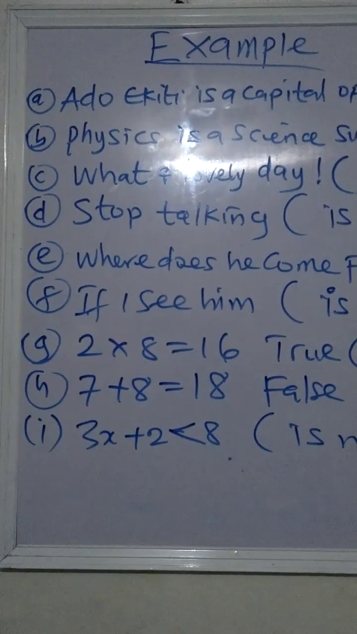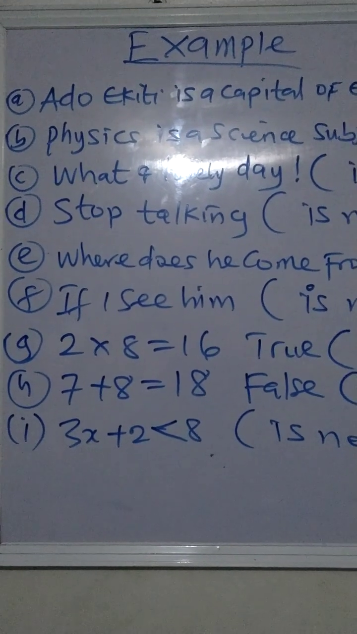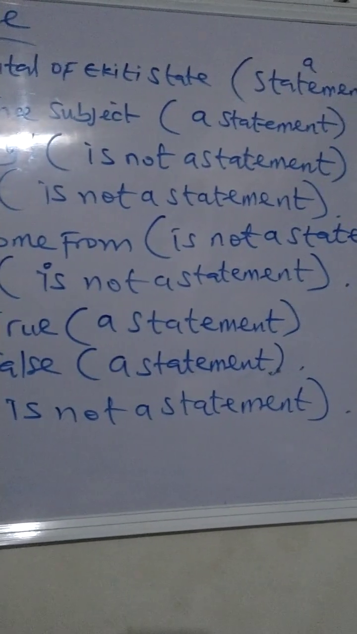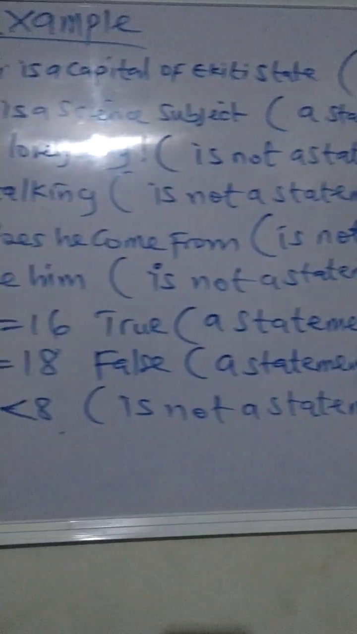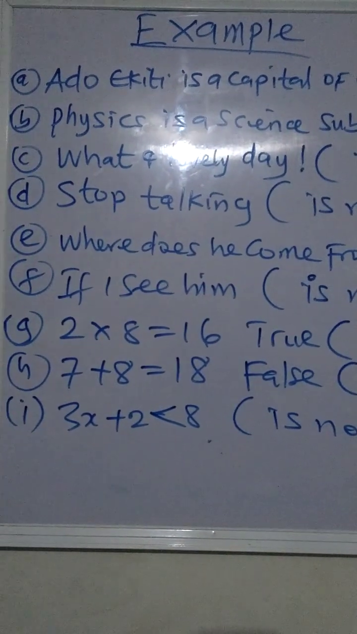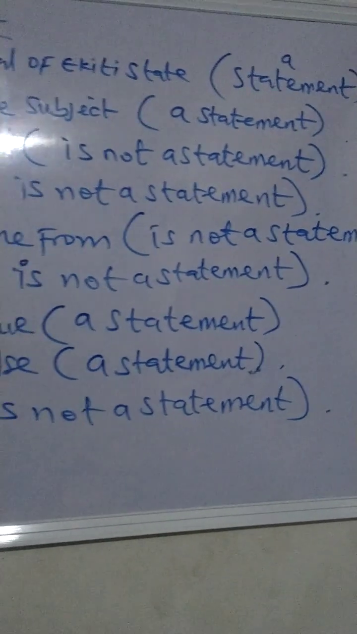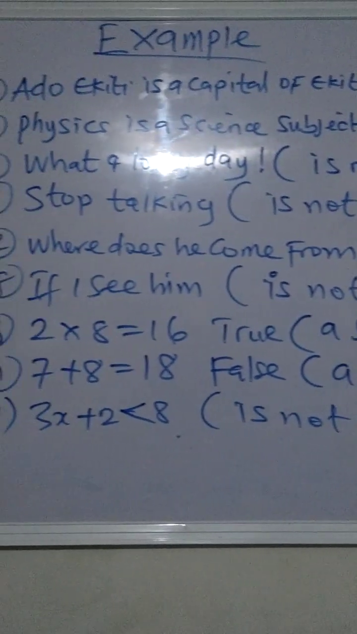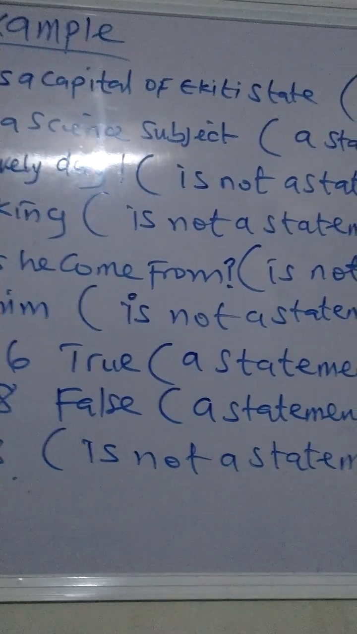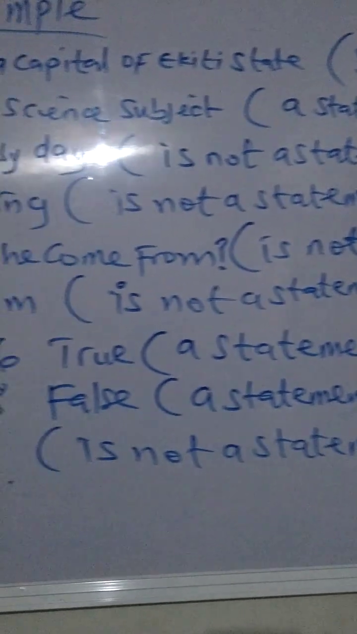If you move to the D part, which says stop talking, stop talking is more of a command. In logical reasoning, a command is not a statement. So stop talking is not a statement. E says, where does he come from? That is a question, and a question is not a statement. In logical reasoning, a question is not a statement.